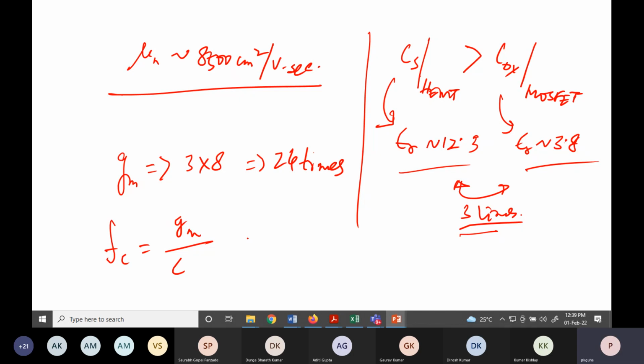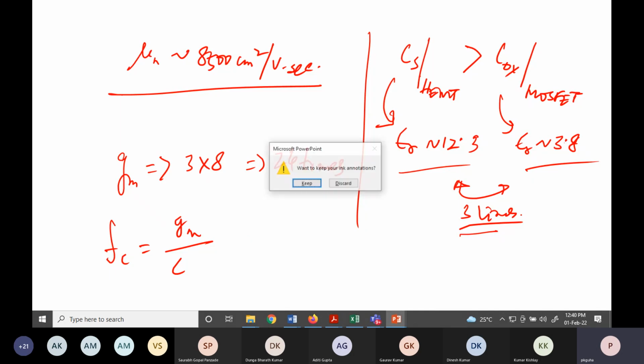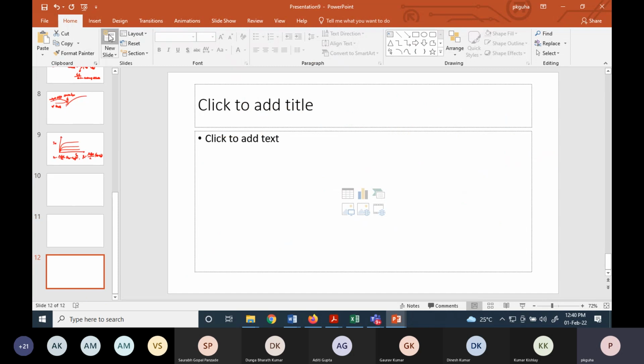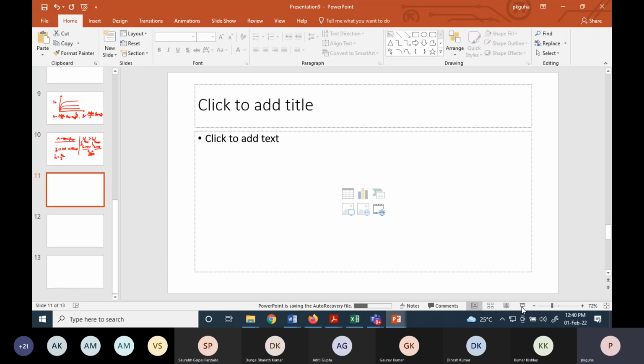Now you can achieve such HEMT. You can use such HEMT in the enhancement mode or in depletion mode, depending on whether your V off is on the negative side or V off is on the positive side.